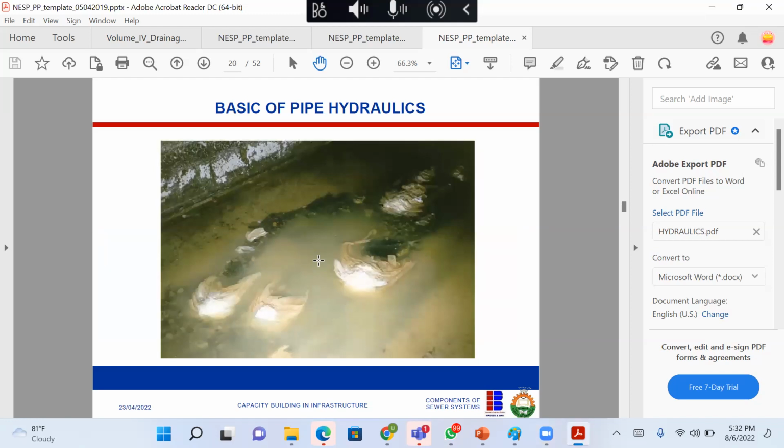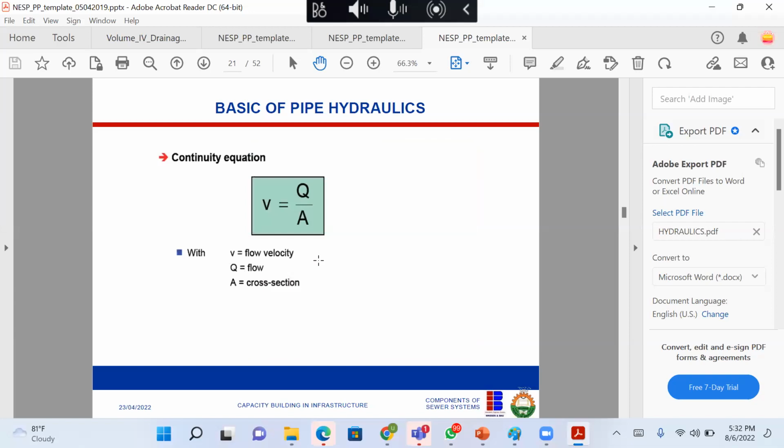So this is sediment deposition. This is why we ask you to make sure that you look at this very well. You can see that sediment is building up here, and over time it can even grow vegetation and block the sewer line.